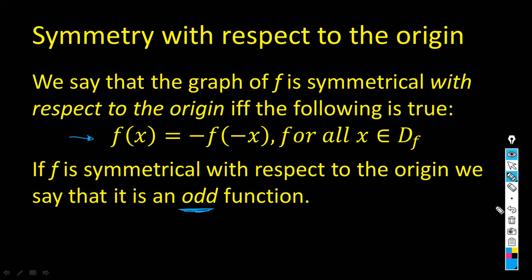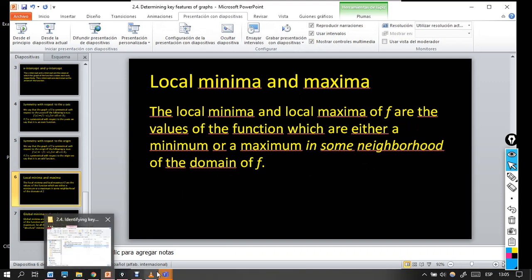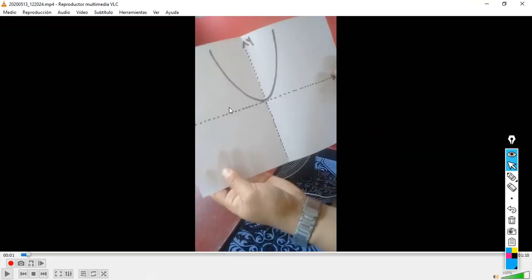Now let me tell you what this concept means. Symmetry with respect to the y-axis and symmetry with respect to the origin, visually. We're talking about graphs. These are visual concepts. So let me tell you what it means, and you're gonna understand why this is very simple. So let's go a little to this video and pay attention to this. I'm gonna explain what is happening.